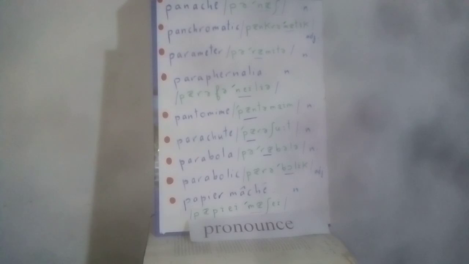The first word is a noun, panache. It's a disyllabic word, which means a showy way of doing things. That's the meaning of panache. Stress on the second syllable, nash, so panache. The second word is an adjective, panchromatic. It's a four syllable word, and the stress is on the third syllable, ma. Say panchromatic, which means it's a film which is sensitive to all colors, panchromatic film.